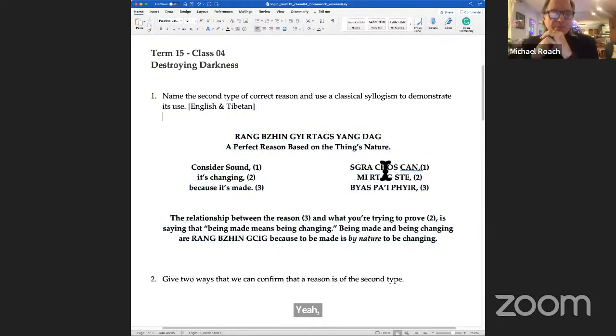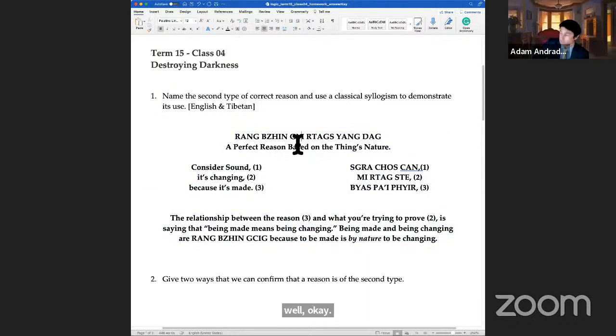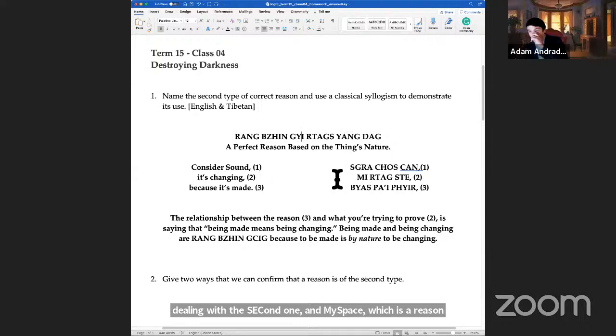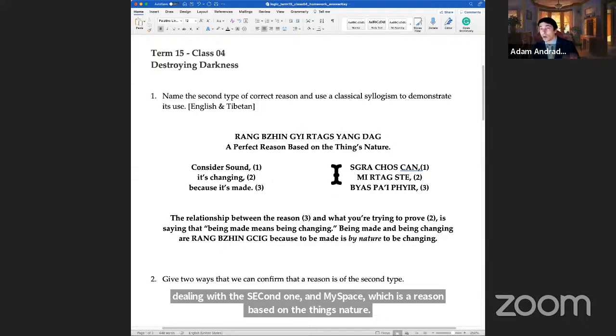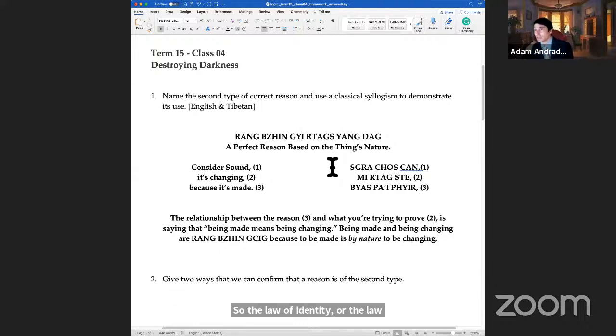Wow. Okay. So of the three types of correct reasons, we're dealing with the second one in this case, which is a perfect reason based on the thing's nature. So the law of identity or the law of equivalence, I guess, could also be considered being based on the thing's nature.